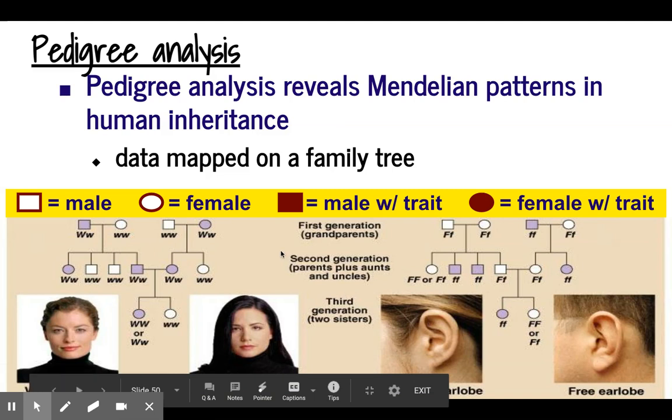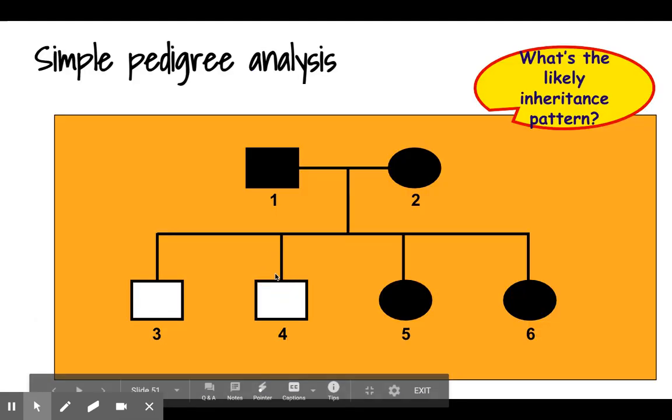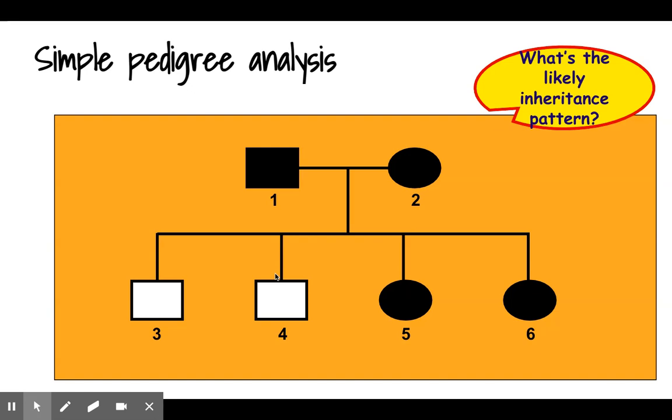Okay, let's go on. So here's a sample pedigree analysis. What is the likely inheritance pattern? Would this be an autosomal dominant or an autosomal recessive disorder? I want you to think about that.